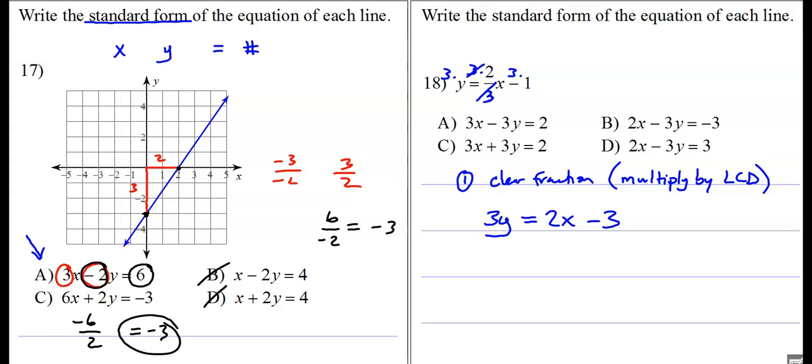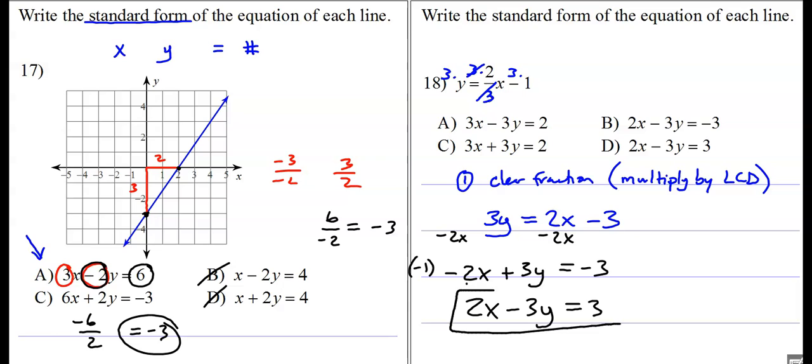And now I got to get x and y on the same side. So I'm going to subtract this 2x from both sides. And I'm going to get -2x plus 3y equals -3. And that doesn't match any of these because they don't like the number in front of x to be negative. So let's distribute a -1 through there. And looks like we got ourselves a winner, which is going to be D.